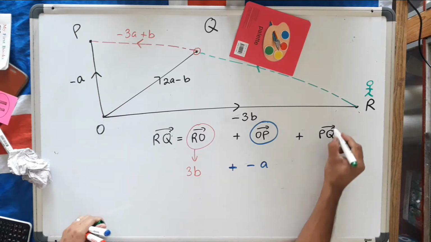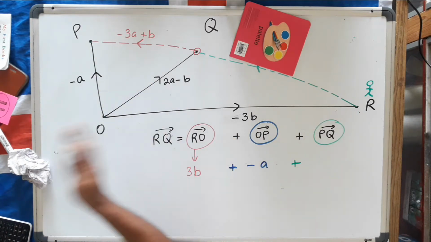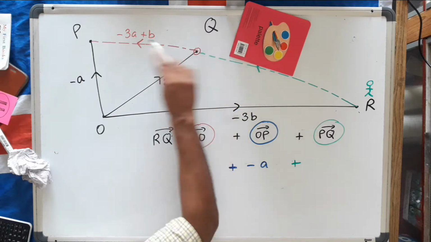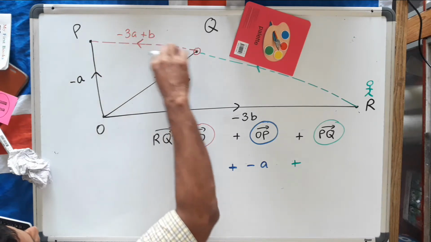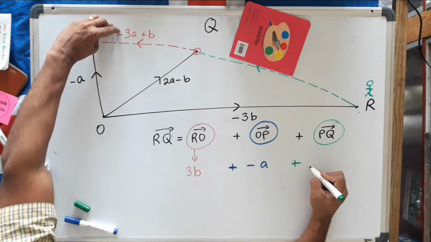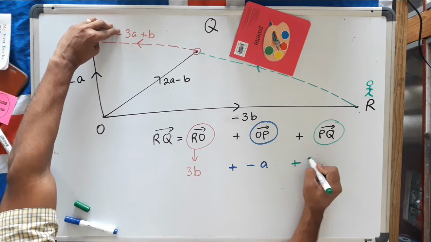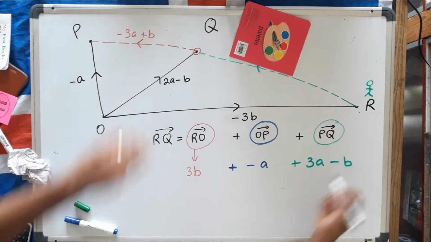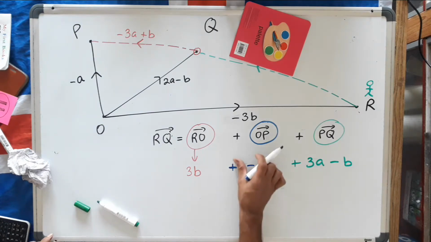And then plus PQ. Remember, we got PQ from the question before. PQ, you notice I put my arrow. PQ, if you're running from P to Q, is against the arrow. I'm going against the arrow. So I definitely need to make everything there the opposite. Minus 3A becomes positive 3A. And positive B becomes what? Minus B. So remember, a positive and a negative is really a negative.